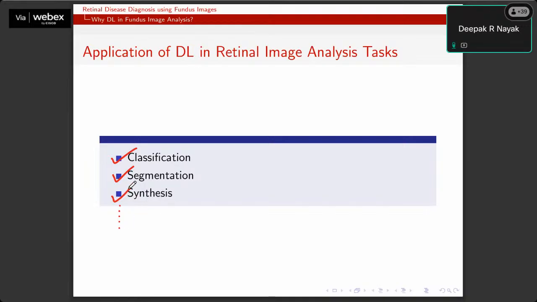Synthesis is like how to synthesize the images, especially the fundus images, in cases where the number of images is very limited to train a large model. In that case, what we can do is generate some synthetic or high resolution synthetic fundus images, and we can use the images we have in the training set, along with the synthetic images, for training the whole model. We'll see later on some work on classification, segmentation, and synthesis.